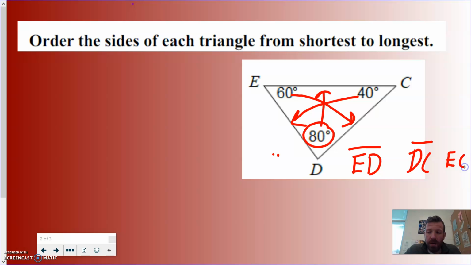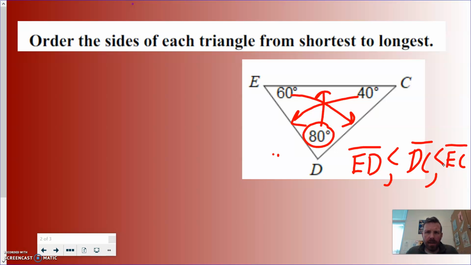Now you may say, well, do I have to order them like that? Do I have to put ED or can I put DE? Well, you can put DE, that's fine. But since this said shortest to longest, you have to put them like that, okay? Now sometimes they want you to put commas in between, or sometimes you will see them with the less than symbols, okay? In this case, those are less than symbols. It's telling us that the smallest is ED and the largest is EC, okay?